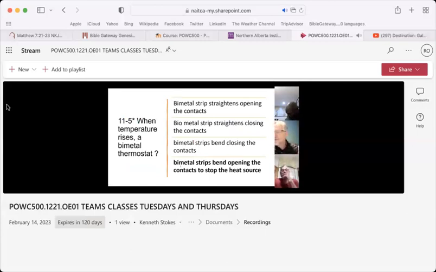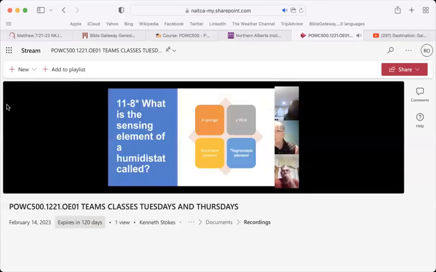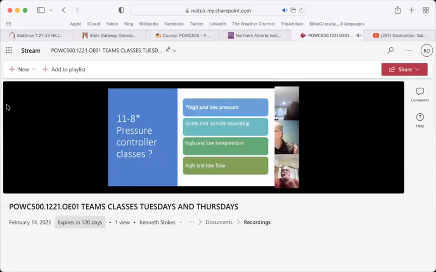Temperature rises. What will a bimetal thermostat do? The strips bend and open the contacts to stop the heat source. A remote bulb thermostat does not have mercury or alcohol, but it has a volatile liquid. What is the sensing element of a humidistat? Something called a hygroscopic element.